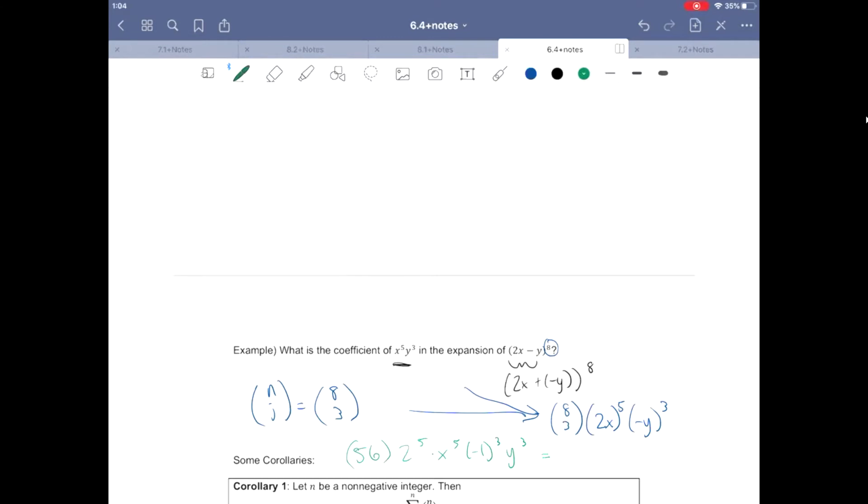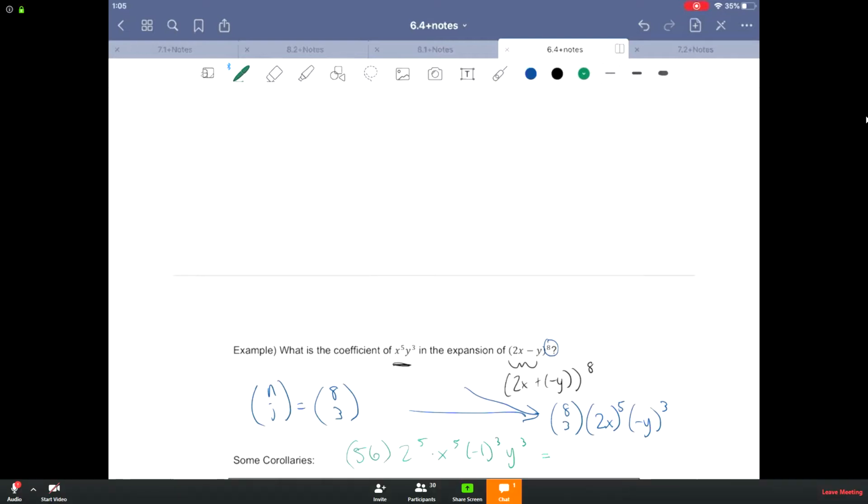Okay, so you get a 56. 2 to the 5th is 32. So 56 times 32. This will be negative because negative 1 to the 3rd is negative. 56 times 32 is 1792. And then you get x to the 5th, y to the 3rd. So that coefficient then is negative 1792.